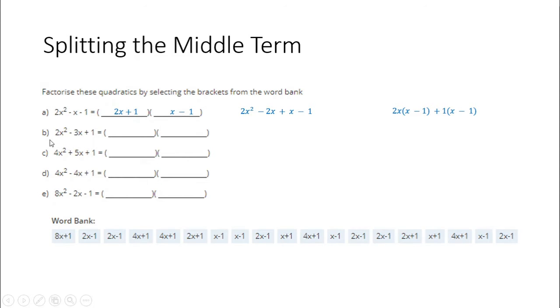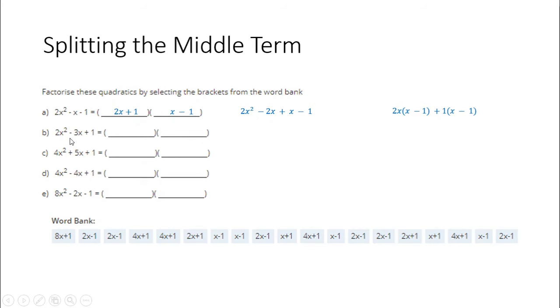Okay, next one. Again, we're splitting the middle term. I'll do a times c. 2 times 1 is 2, and I need to find two numbers that multiply to make positive 2, but add to make a negative. If I see a negative anywhere in this quadratic, I'm going to think about two numbers that are definitely not both positive. I'm looking for two numbers that multiply to make a positive though, and add to make a negative.